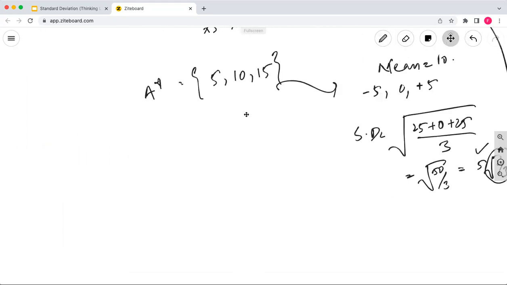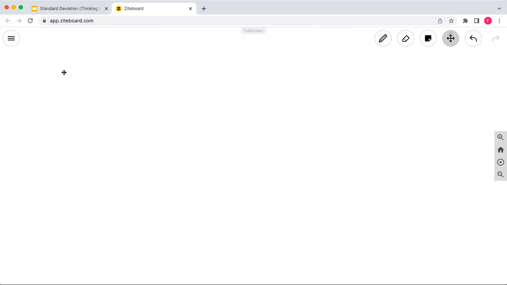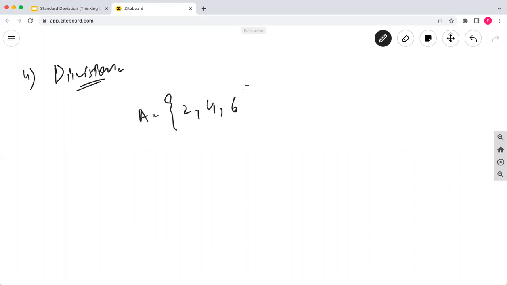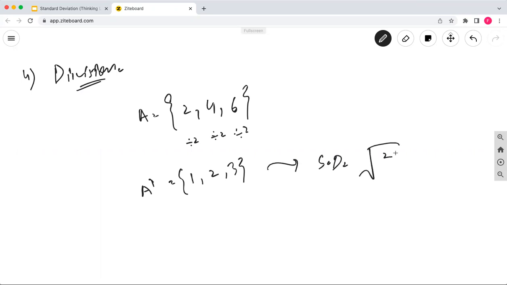The last thing is about division, and this has exactly the same effect. For example, if we have 2, 4, and 6, and we divide all data elements by 2, the new data set will be 1, 2, and 3. We have discussed this earlier: this standard deviation is root 2 by 3.